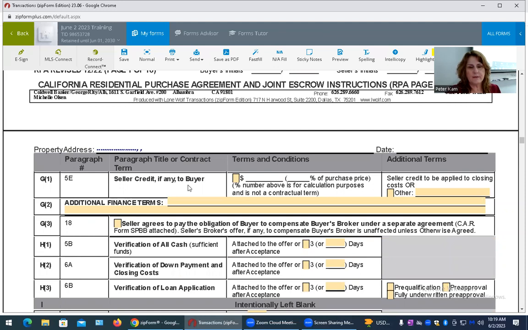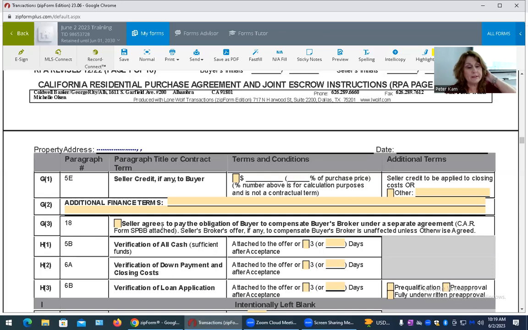Seller credit, if any, to buyer. We've gone over this quite a few times, but I saw a case where the agent did not check the credit with the lender. If this is a loan, please, folks, check to make sure that the lender can absorb that full credit, because what happens is you put in 10,000, they can only give them 8,000 for closing. Guess what? The 2,000 is off the table. Okay, so please make sure.